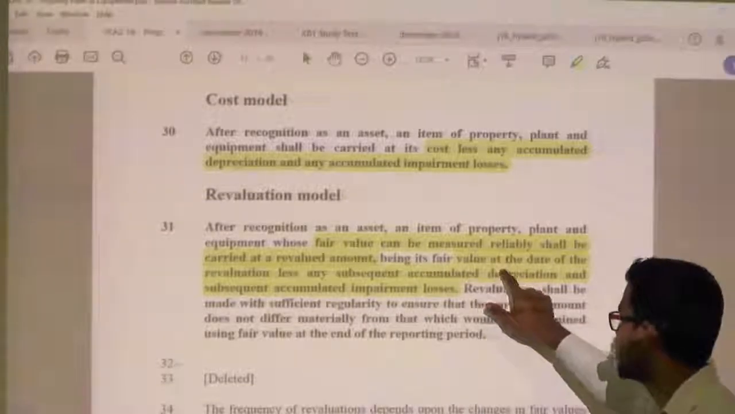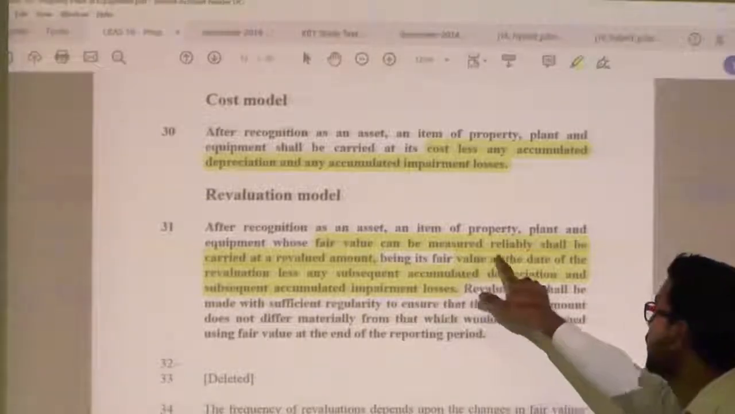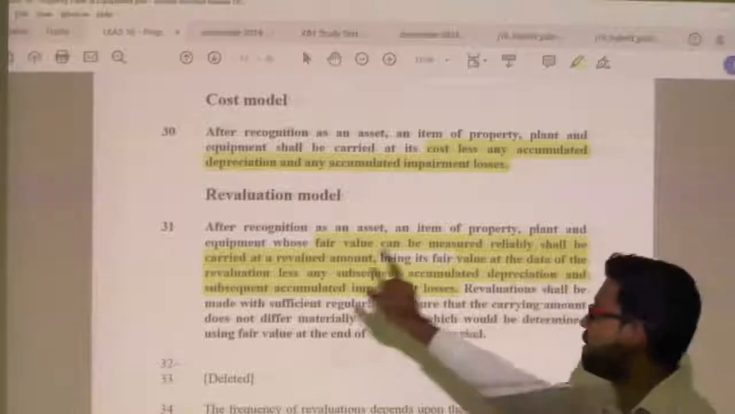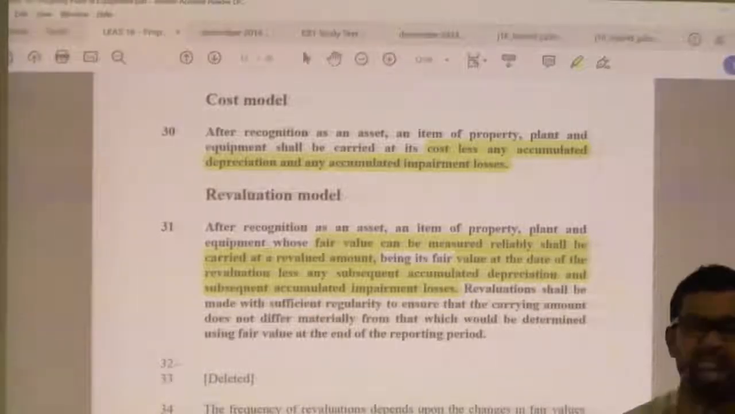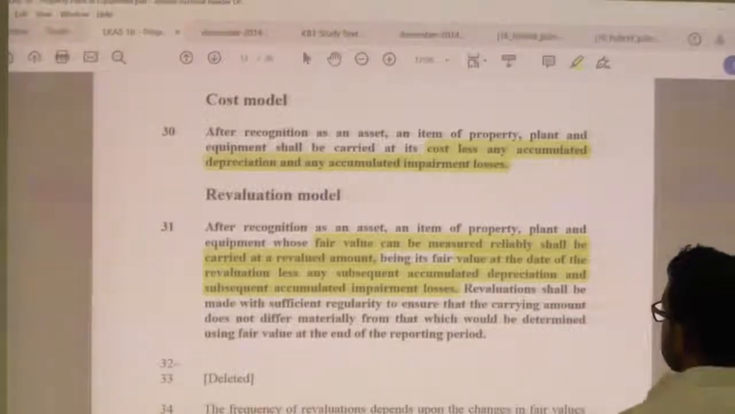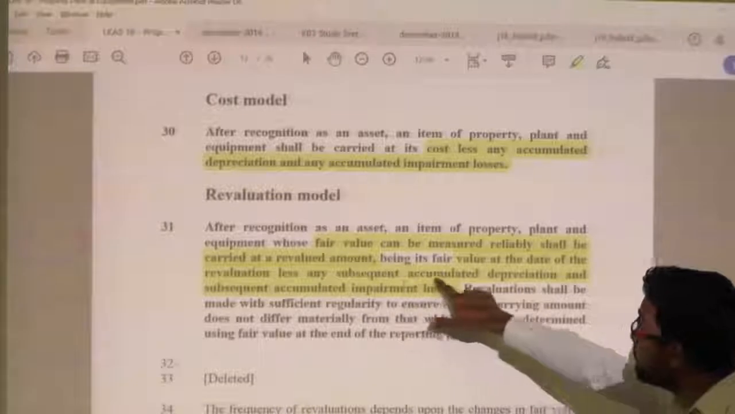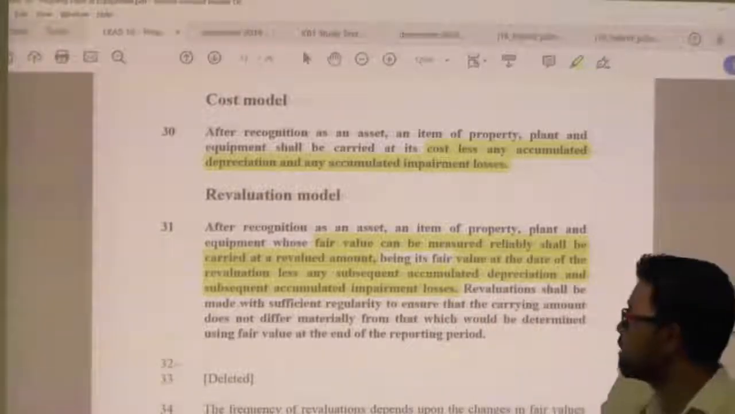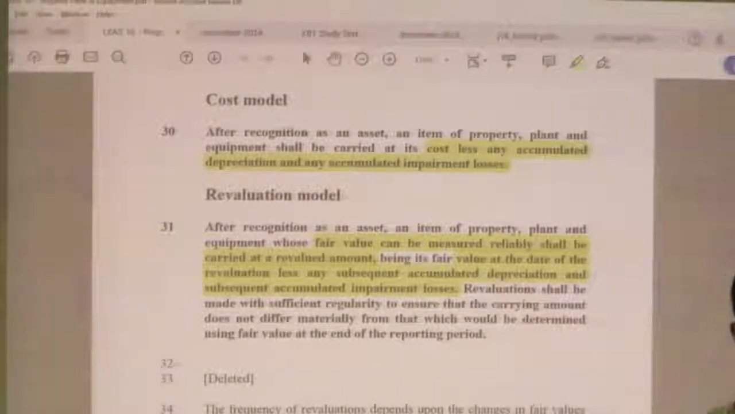Underline this word specifically, fair value at the date of revaluation. The examiner can play with these dates, therefore highlight "at the date of revaluation" and "any subsequent accumulated depreciation and subsequent impairment loss." Highlight those two. So that is important.